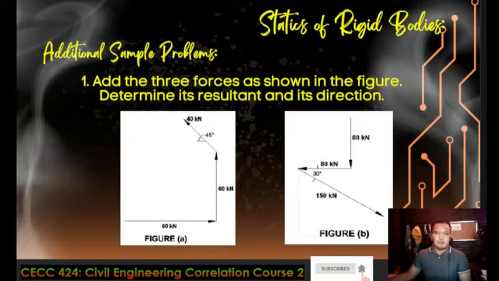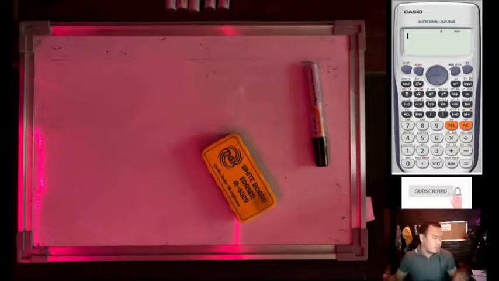Okay, so we have here sample problem number 1. Add the three forces as shown in the figure. Determine its resultant and its direction. So we have here figure A and figure B, and we will combine the three forces into one. Then the same for figure B. So let's try solving these two problems.